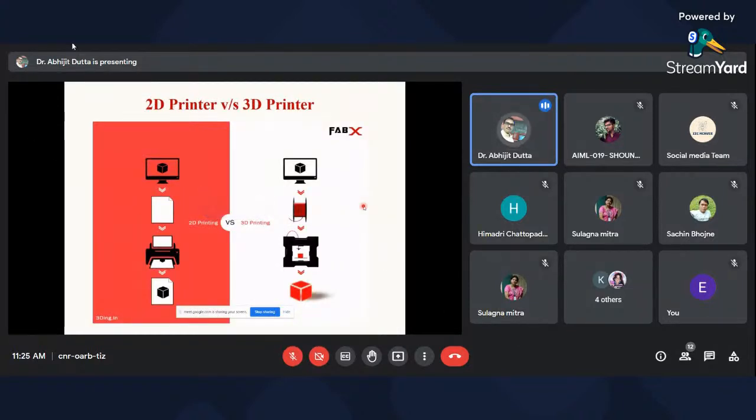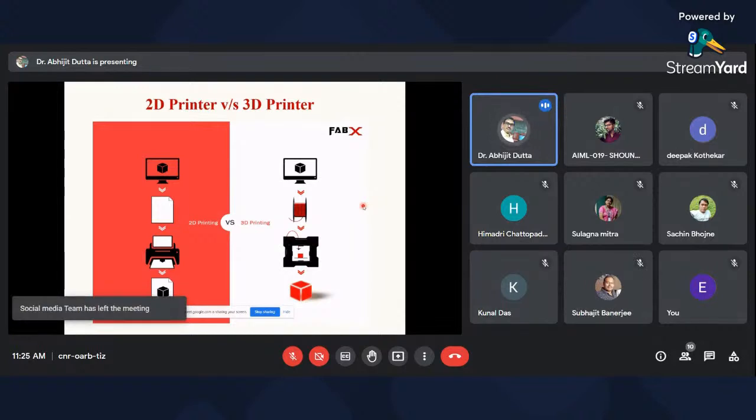Now the difference between the 2D printer and the 3D printer. The basic analogy between the 2D printer and the 3D printer is the same. In the 2D printer, the normal computer printer, we have a nozzle which is moving from left to right. If we see from the front, left to right we designate as the x-axis, and the paper that is coming out in the front and back, that movement we consider as the y-axis. So this is a 2-dimensional printing technology.